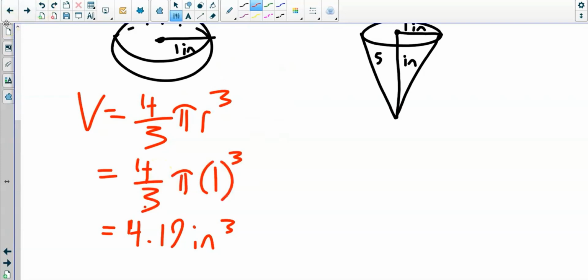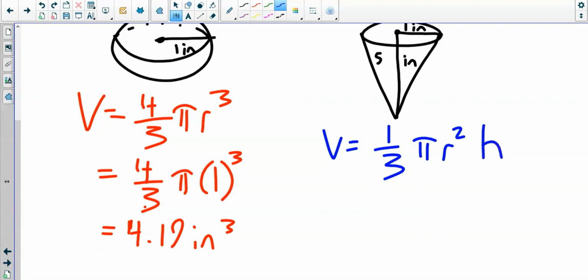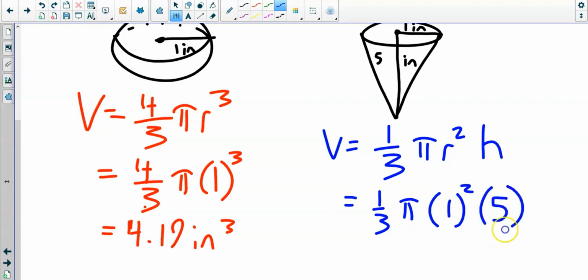Let's find the volume for the cone. If you remember, the formula is 1/3 pi r squared h. So let's plug in our numbers where they go. So 1/3 pi r is 1 squared. Your h is 5. So we go to our calculators, we plug this in, and again, round to 2 decimal places.